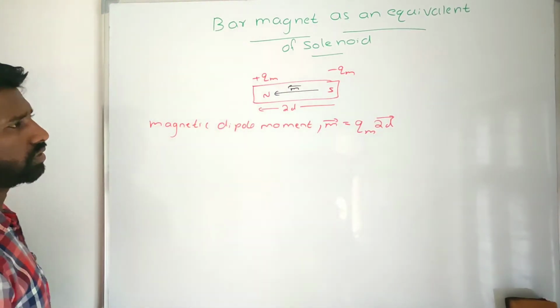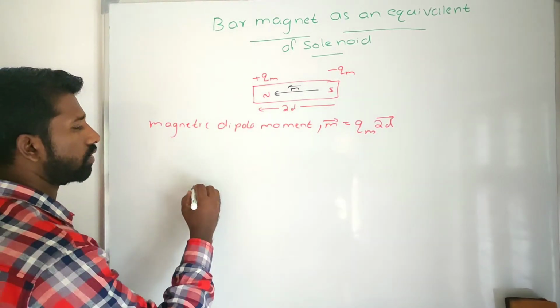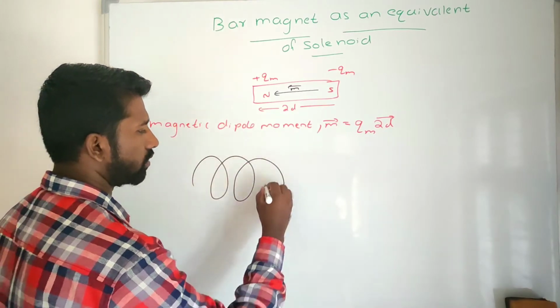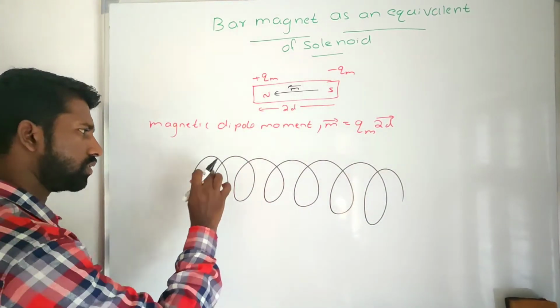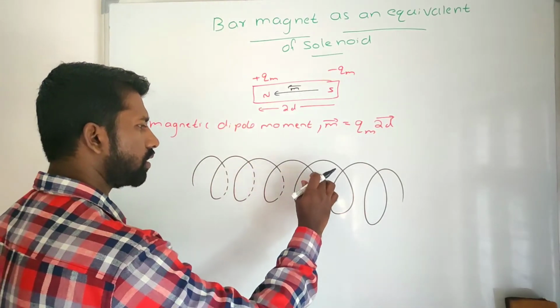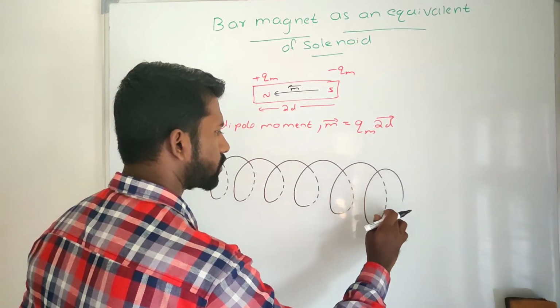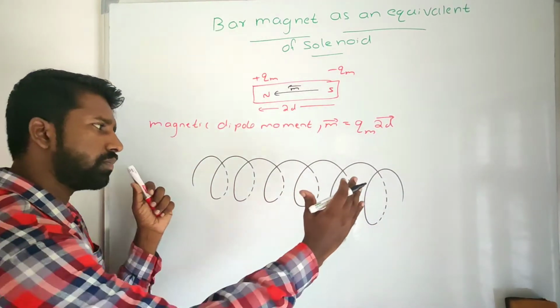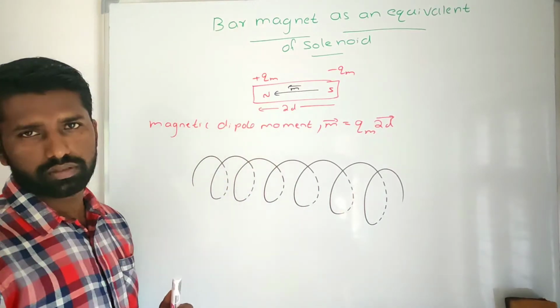What is a solenoid? A solenoid is a long wire wound in the form of a helix, like this you can consider. The solenoid is similar to a large number of circular turns placed closer. These two are the neighboring turns.